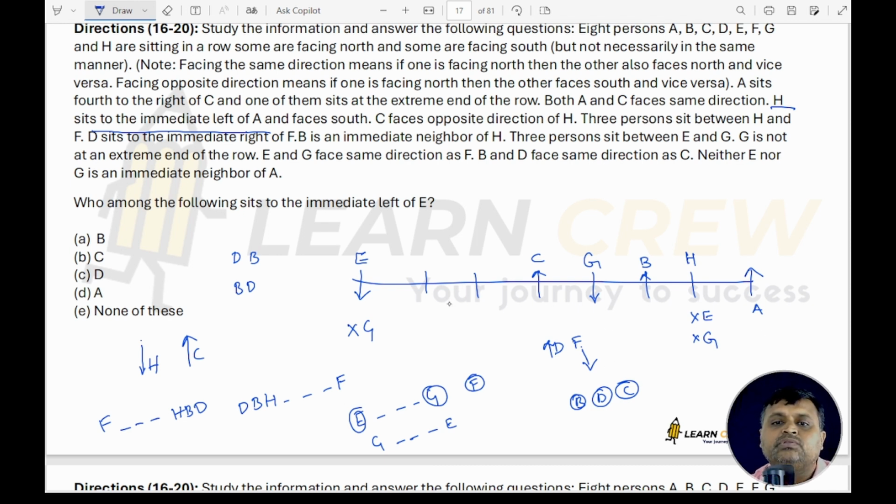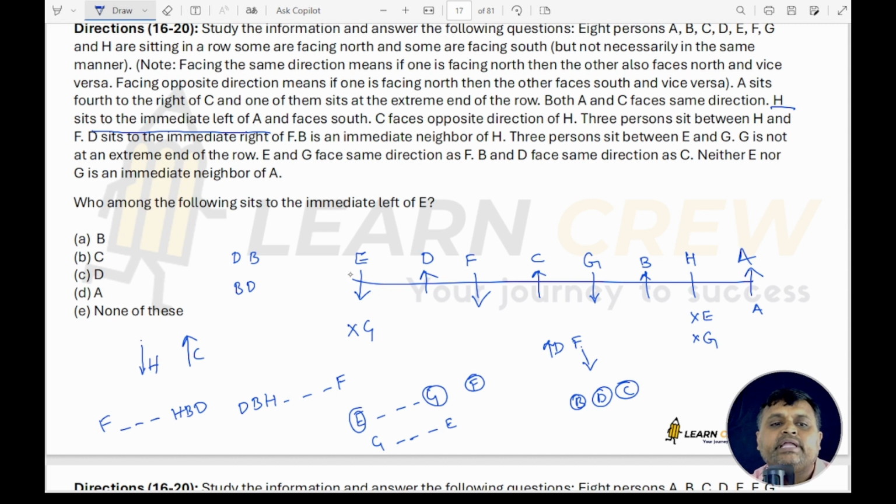Satisfied. Now next one is D and F must be side by side, and it is given D sits to the right of F. D is facing north. So F is facing south. Now every condition is satisfied. E D, F C, G B, H A. Now who among the following sits immediate left of E?